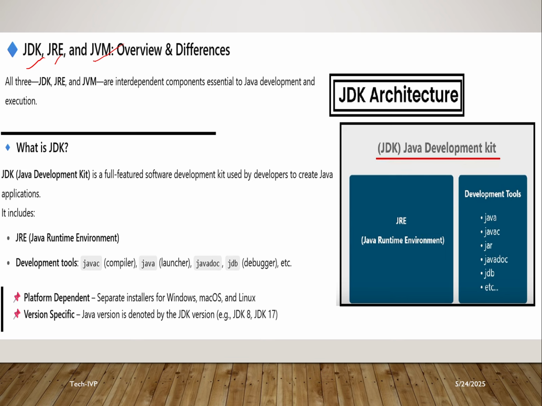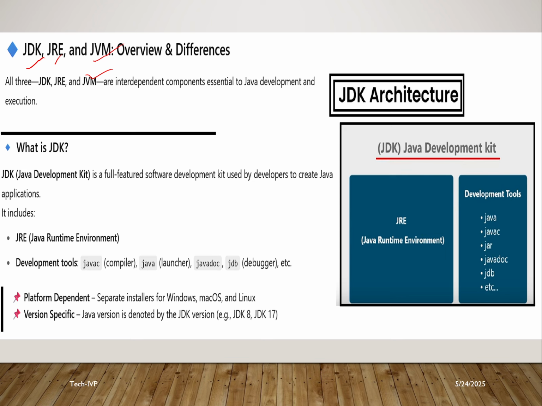And one more important thing, JVM is platform dependent. Platform dependent means every machine, every operating system has its own JVM. Linux has its own JVM, Windows has its own JVM, and Mac has its own JVM.